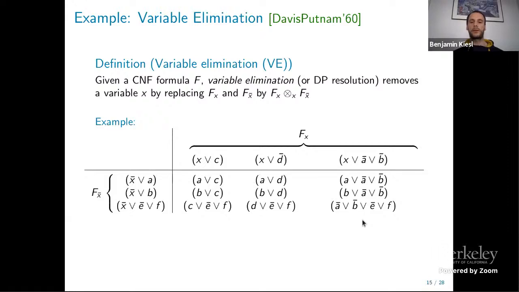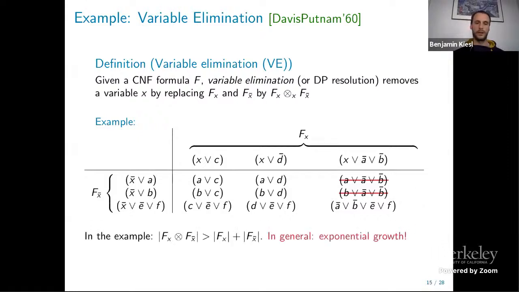And then the only thing that remains is that if you look at the two clauses on the top right here, you can remove them because this contains a or not a, and this contains b or not b, so they're tautologies. But still, when you look at the result of this resolution, you will notice something, namely that we started out with 6 clauses and we ended up with 7 clauses.